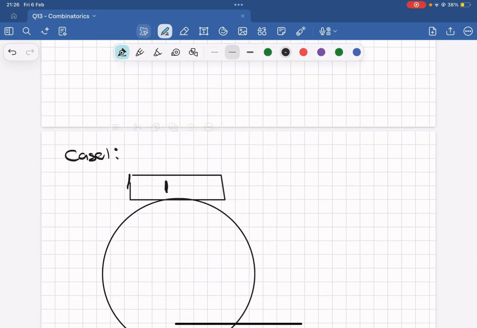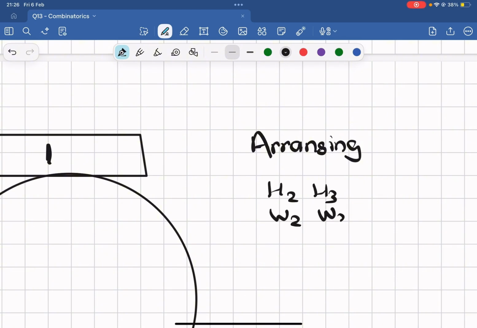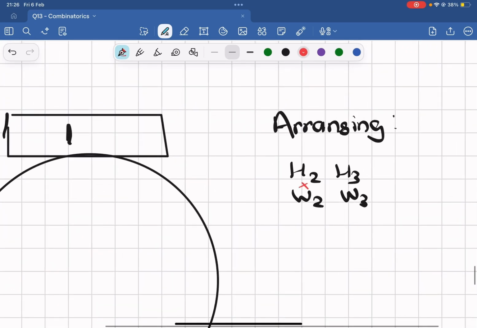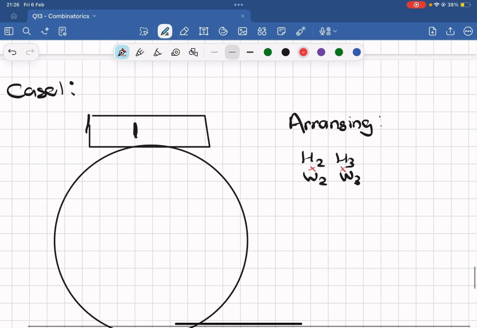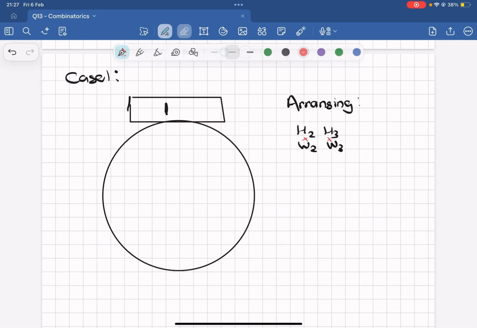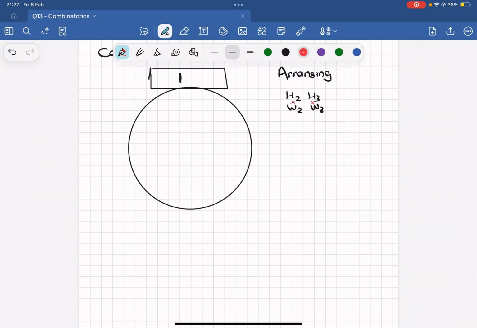Right, case 1. We have the task of arranging husband 2, wife 2, and husband 3, wife 3: H2, H3, wife 2, wife 3. So we know H2 cannot be next to W2 and H3 cannot be next to W3. Fine. The way I like to think of this is, now that we've got this pair fixed in a position, we can almost see this circle as a straight line. So let's draw this circle as if it was opened up.